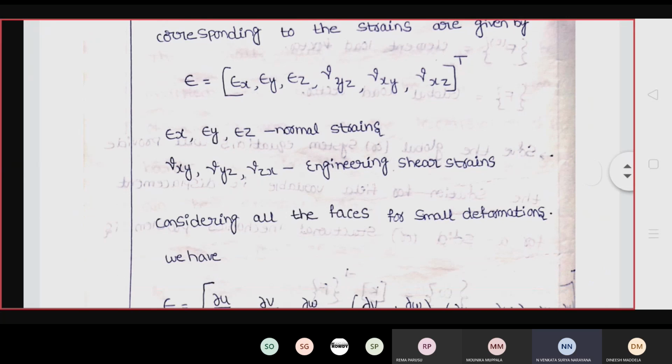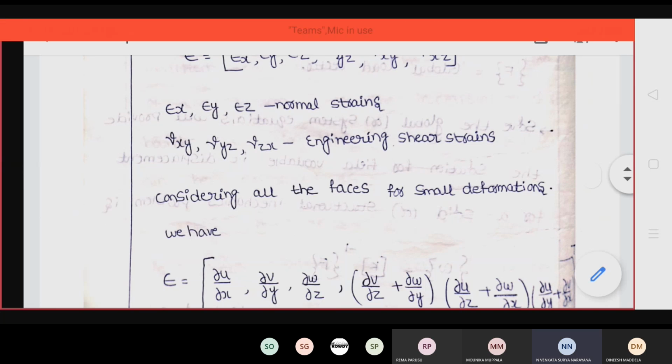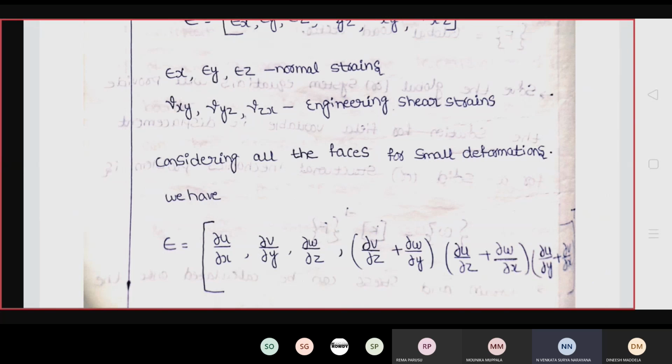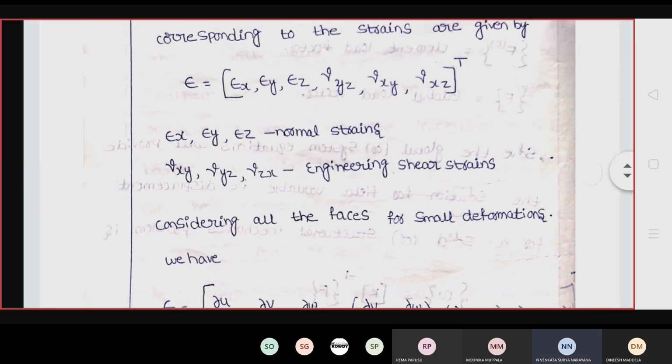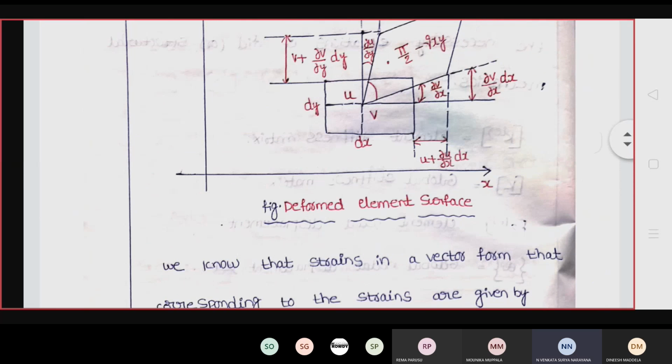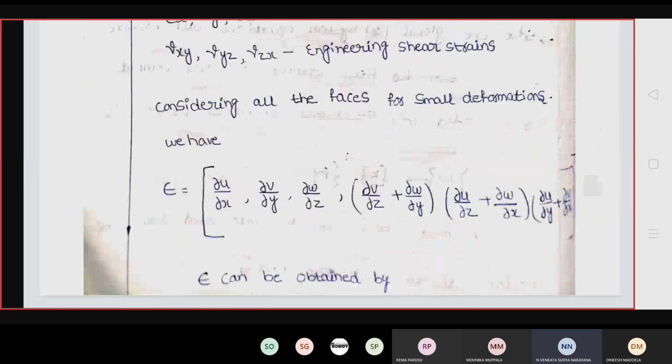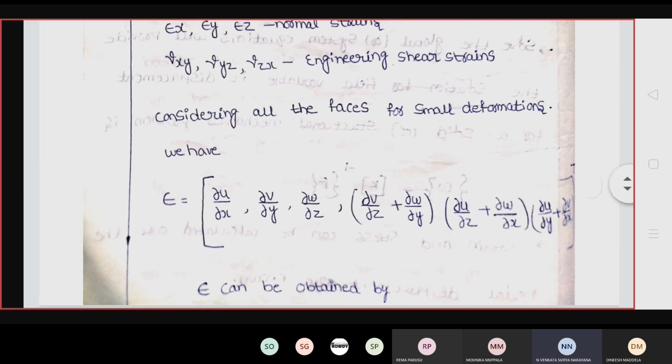Strain is nothing but change in length to original length. Shear strains are nothing but those strains that act as external forces that tend to shear the body. Next, considering all faces for small deformations, we know that for Ex, Ey, Ez values, the deformations will be dou u by dou x, dou v by dou y, dou w by dou z. I am taking three-dimensional format here. Next, adding all faces, dou u by dou z plus dou w by dou x, dou v by dou z plus dou w by dou y, dou u by dou y plus dou v by dou x. E is nothing but strain here.